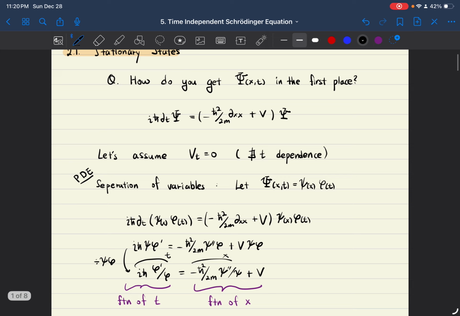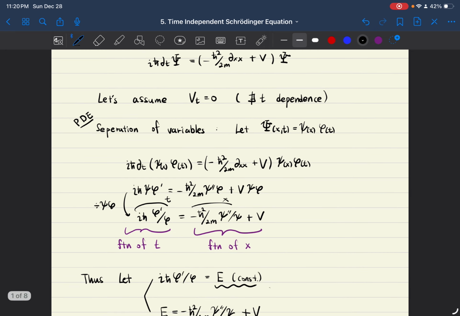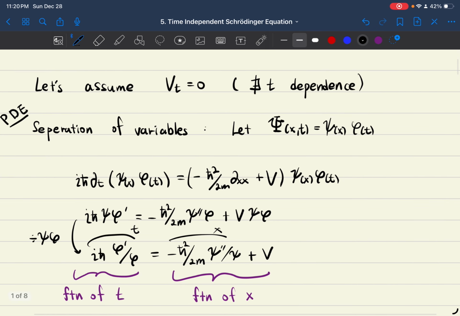From this Schrödinger equation, let's assume that the potential term V has no t dependence, which means it has no time dependence. In that case, we can attack this equation and get the solution eventually. We have the technique, namely separation of variables. So let psi be the product of psi(x) and phi(t). Here psi(x) is only a function of x, and phi(t) is a function of only the variable t.